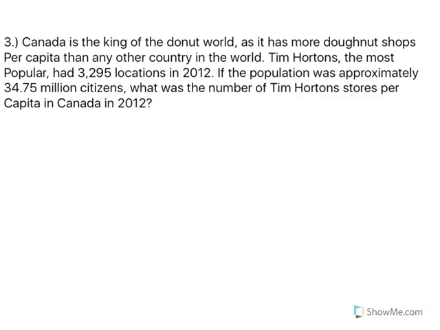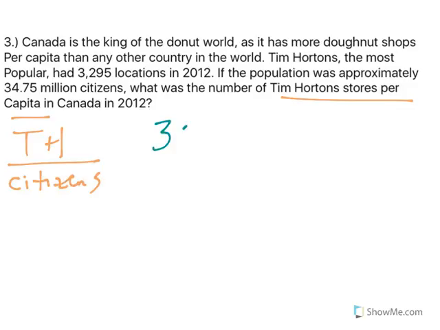And let's look at the last one. Canada is the king of the donut world, and it has more donut shops per capita than any other country in the world. I find that very interesting. Tim Hortons, the most popular in Canada, has 3,295 locations countrywide in Canada in 2012. If the population was approximately 34.75 million citizens at that time, what was the number of Tim Hortons stores per capita? Okay, so we're looking at Tim Hortons per capita. So Tim Hortons stores per, and then we will call, people. In this case, they call them citizens. So how many Tim Hortons stores did we have? Well, 3,295.